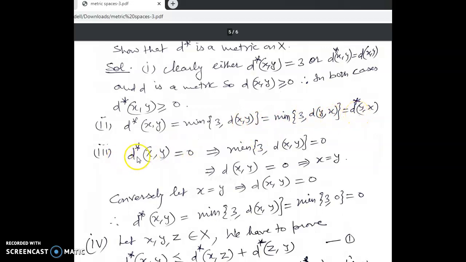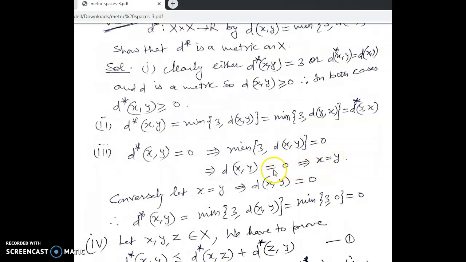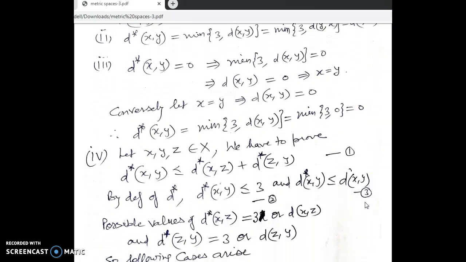Now third property: d star xy is equal to 0. This implies the minimum of 3 and d of xy must be 0. It means the minimum is not 3, so the minimum is d of xy. It means d of xy will be 0, and when d of xy is 0, x must be equal to y. Conversely, if x is equal to y, then d of xy will be 0, and so you take the minimum of 3 and 0, and that will be 0, and so this property is also true.